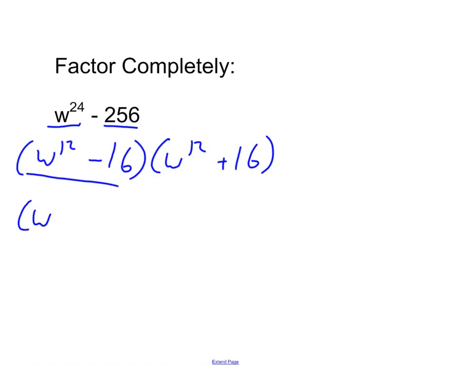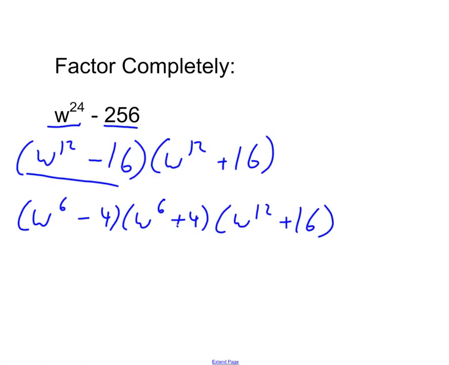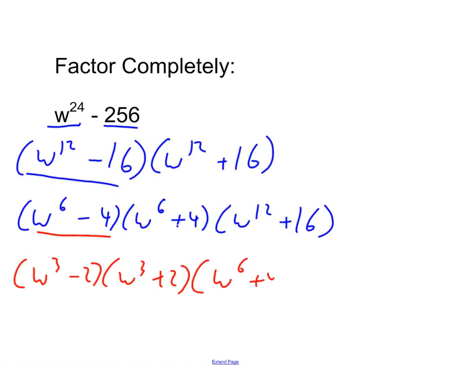This becomes w to the 6th minus 4 times w to the 6th plus 4. And we still have w to the 12th plus 16. Are we done? No, because this is a difference of squares, and we're left with w to the 3rd minus 2 times w to the 3rd plus 2. There's still a w to the 6th plus 4, and there's still a w to the 12th plus 16.